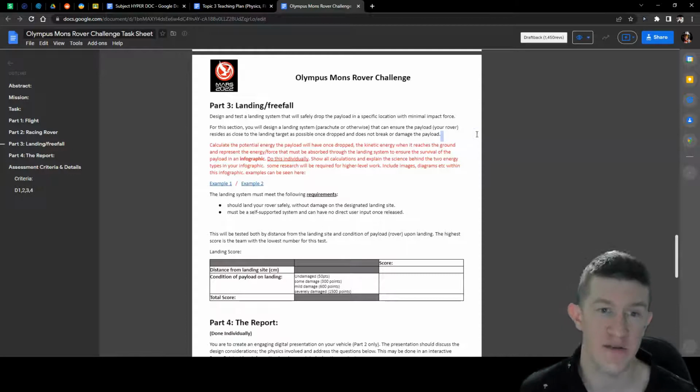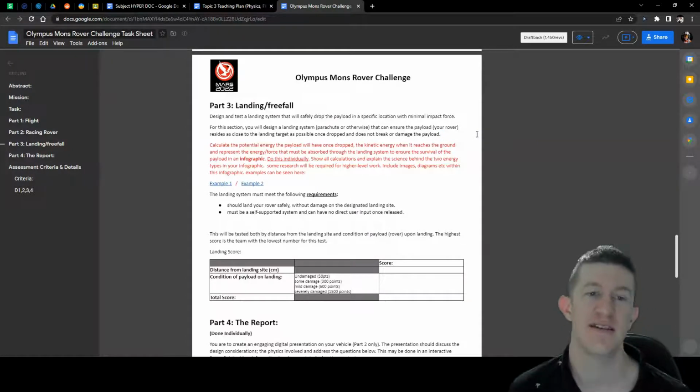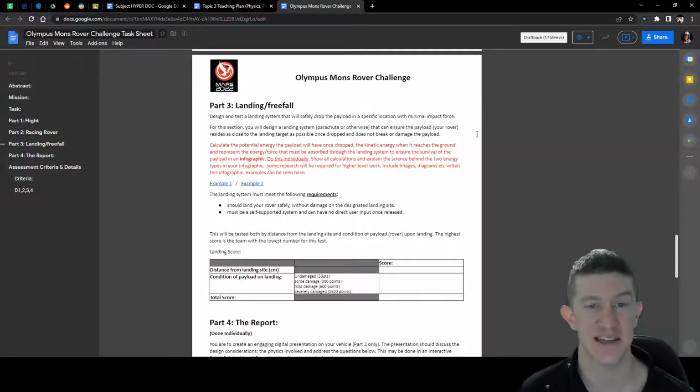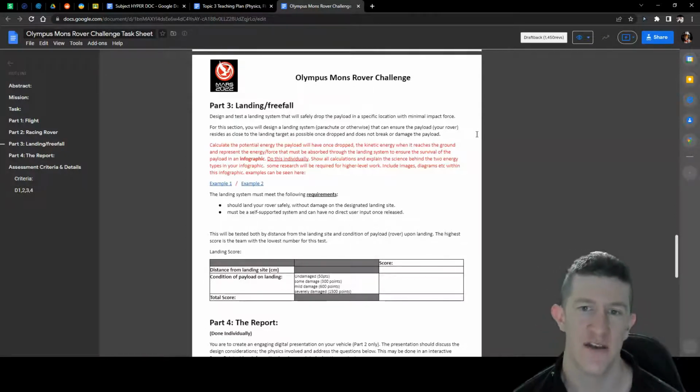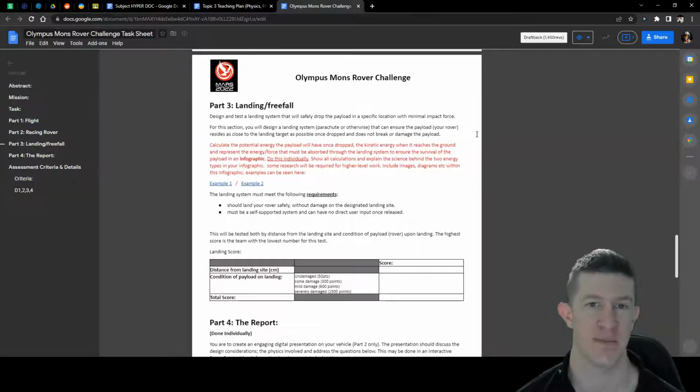In part 3 of the Rover challenge, we're looking at the landing system. For this, you need to design and test a landing system that can drop the payload in a specific location with a minimum amount of impact force. So you're going to design some sort of landing system, which could be a parachute or some other contraption that ensures that your rover can land as close to the target that we will allocate as possible once dropped, and it doesn't break or damage the payload.